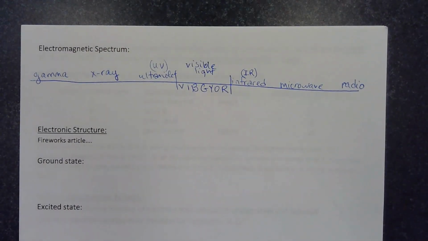This spectrum can actually be about three different things. It can be about wavelength, it can be about frequency, and it can be about energy. It tells us all three of those things. So I'm going to go through all three of those, but we're going to start with wavelength, okay?